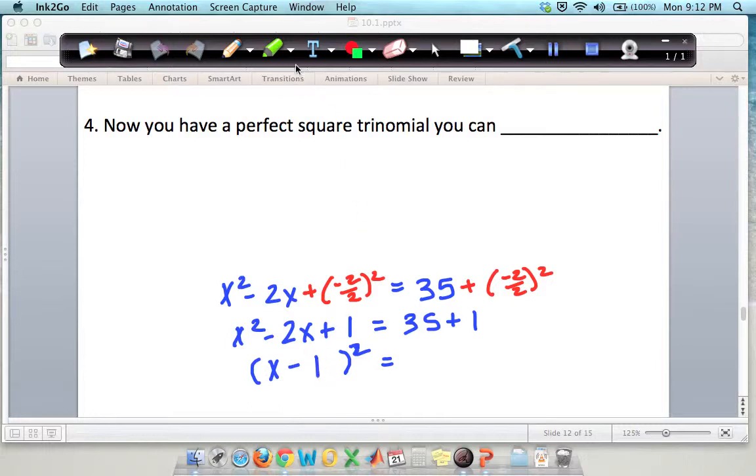Now here's kind of a shortcut if you want to use this. That number that's going to be here to factor is always going to be what you have inside these parentheses before you square it. That's always what's going to be right here. And you notice -2 divided by 2 is -1, and that's what this factored to be. And then the right-hand side is 36. So x minus 1 squared equals 36.